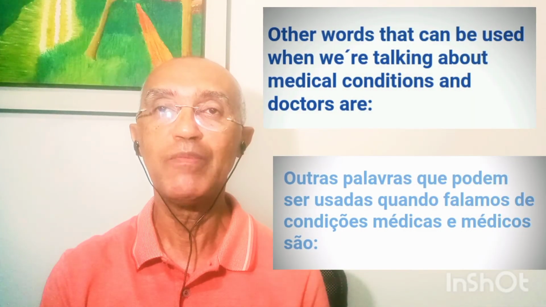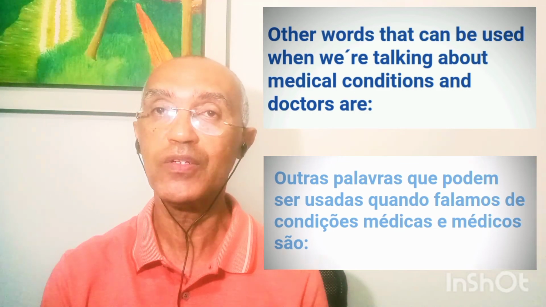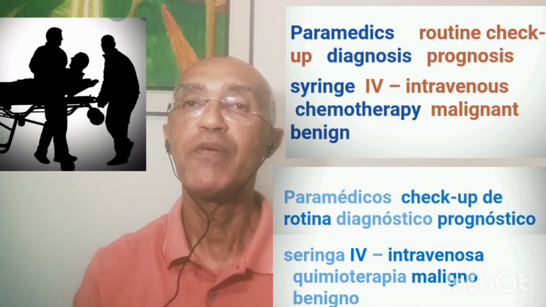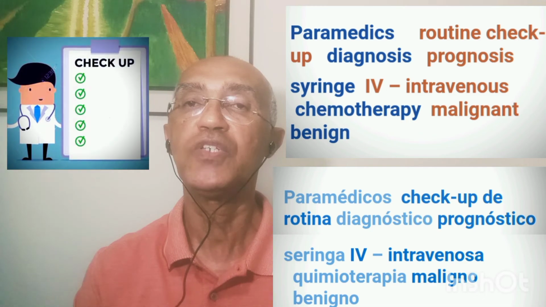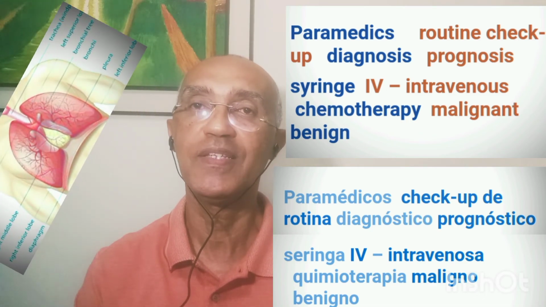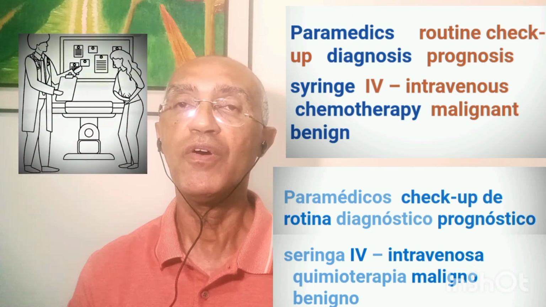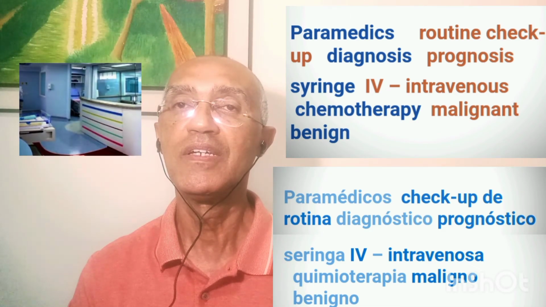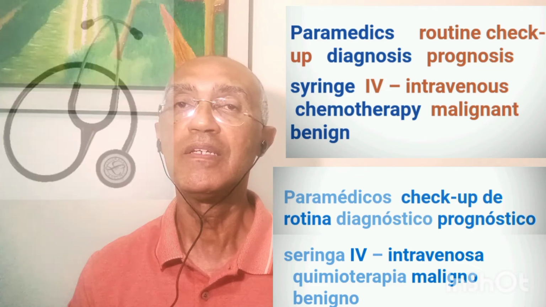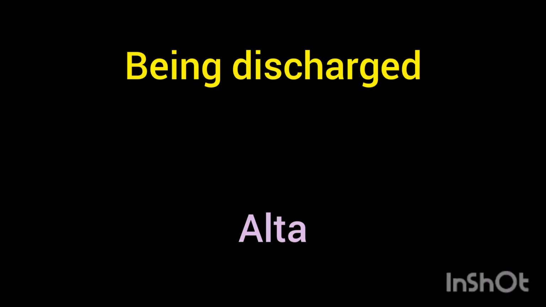Other words that can be used when we are talking about medical conditions and doctors are paramedics, routine checkup, diagnosis, and prognosis. Syringe, IV or intravenous, chemotherapy, malignant, benign.